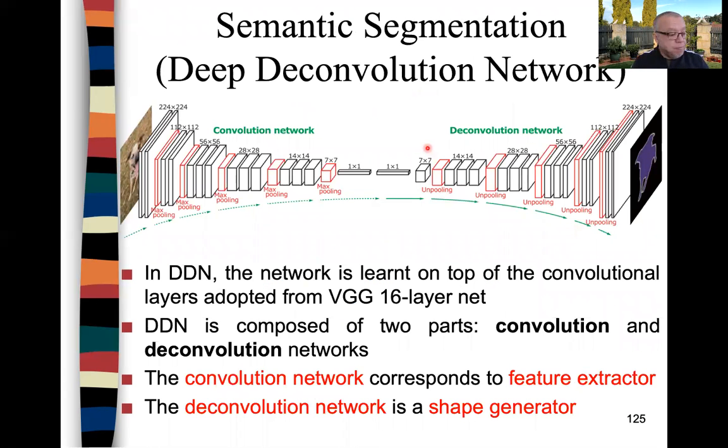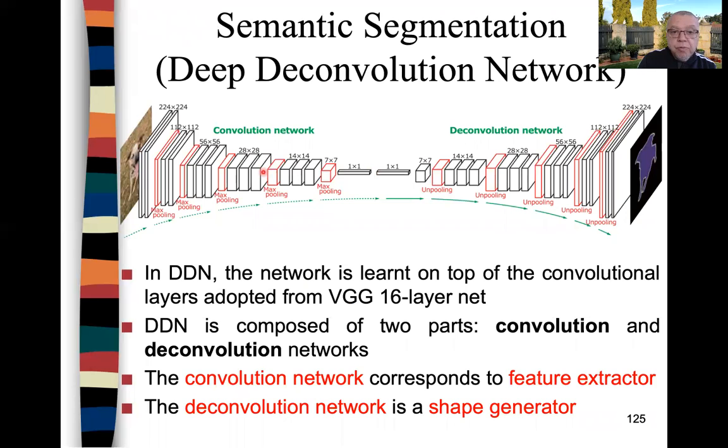And another network which performs semantic segmentation. So for each pixel, you have the probability that it belongs to a certain class, and this is called the deep deconvolution network. It is based on the VGG16 network, and it has two subcomponents, the convolution network and the deconvolution network.